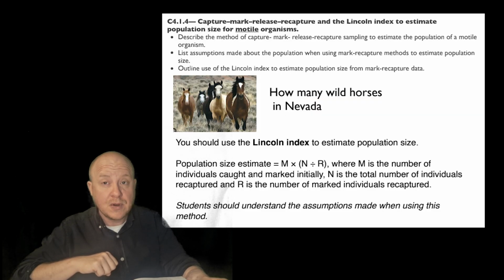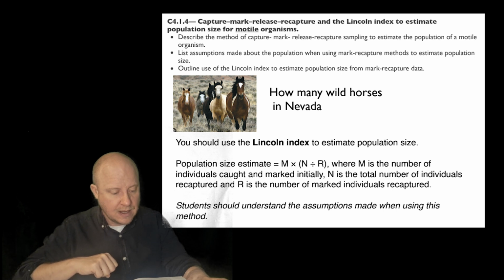C4.1.4 Sampling motile organisms. Capture, mark, release, recapture, and the Lincoln Index to estimate population size for motile organisms. Application of skills. Students should use the Lincoln Index to estimate population size. Population size estimate equals M times N divided by R, where M is the number of individuals caught and marked initially, N is the total number of individuals recaptured, and R is the number of marked individuals recaptured. Students should understand the assumptions made when using this method.